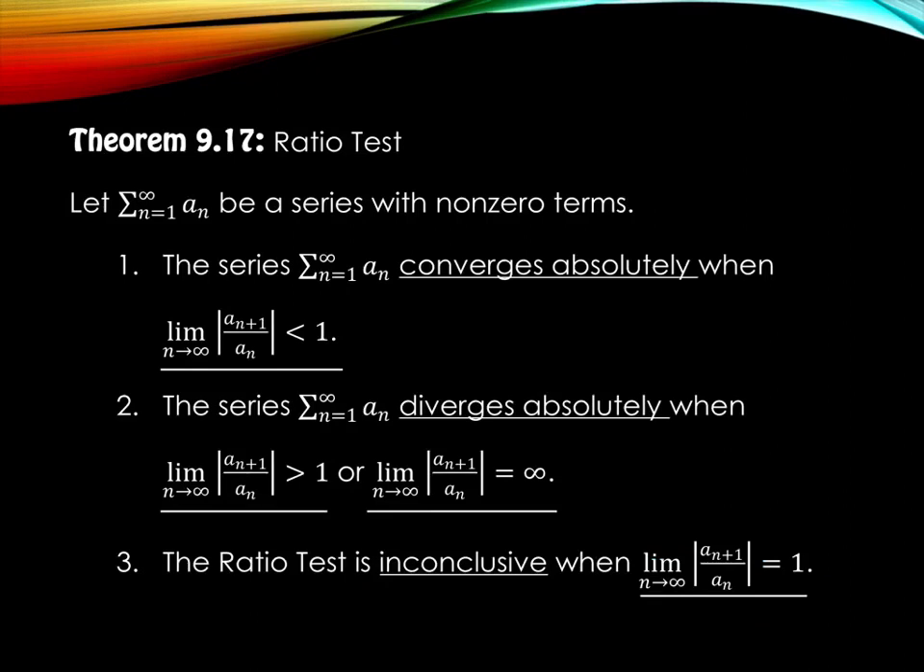So we have a series, n equals 1 to infinity, with non-zero terms. Then this series will converge absolutely when the limit of the absolute value of the ratio of successive terms, a sub n plus 1 over a sub n, is less than 1. If that limit is greater than 1, it diverges absolutely. And if it actually equals 1, it's inconclusive, which means you can't use this test.